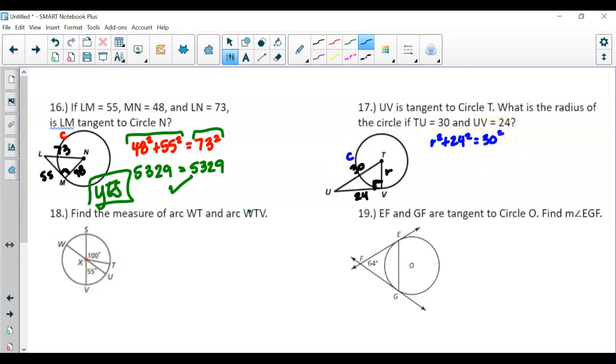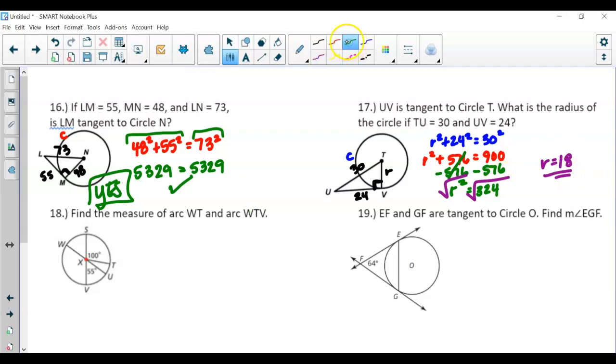So now you're solving Pythagorean theorem here. R squared plus 24 squared, which is 576, is equal to 900. Now working backwards, subtract 576 from both sides. R squared is equal to 324. Now you can solve for R, guys, and take the square root, and your radius, you should get 18.